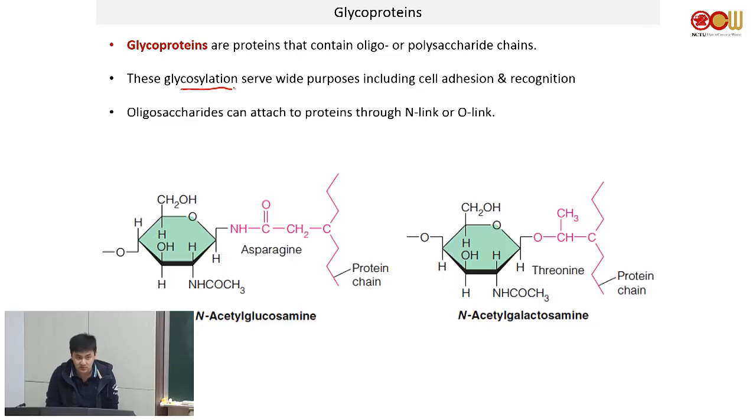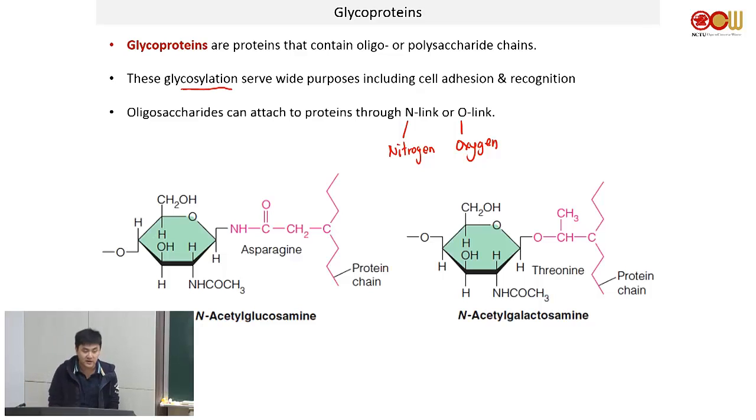Oligosaccharides can attach to proteins through either O-link or N-link. Now, N-link is through connection to a nitrogen atom. So this one is talking about nitrogen, and this one is talking about oxygen. Okay, I know it's really stupid. N-link and O-link, it's just talking about where the protein attaches. Actually, reverse. Where is the sugar attached to the protein? Is it a linkage via nitrogen or is it a linkage via oxygen?